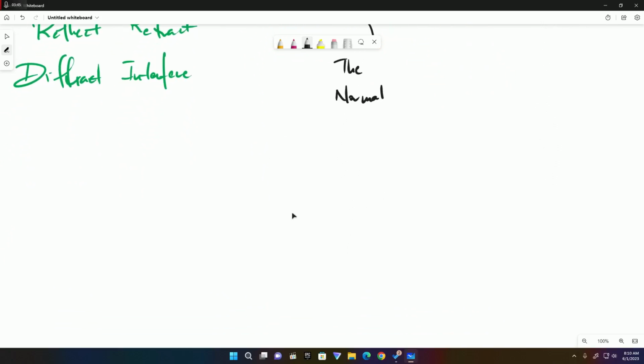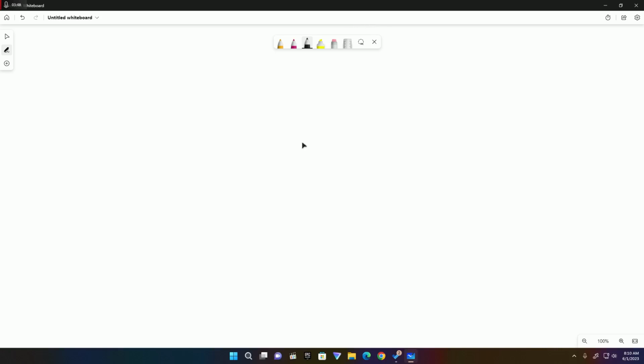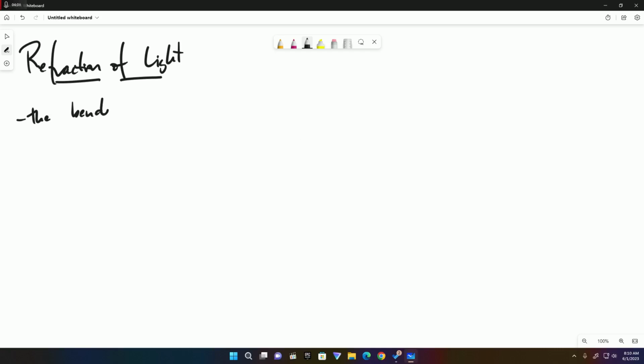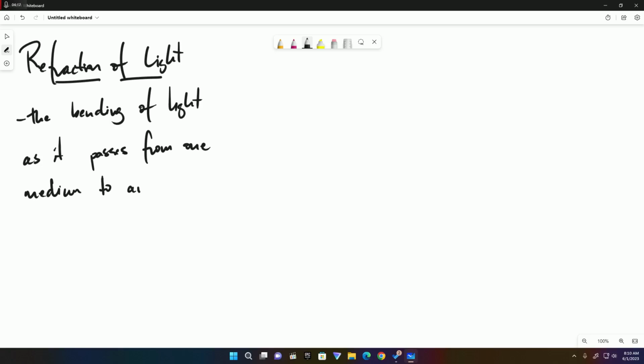The next thing we move on to is refraction. Now, refraction of light. By definition, refraction is the bending of a wave. This is the bending of light as it passes from one medium to another. Best example is air and water.